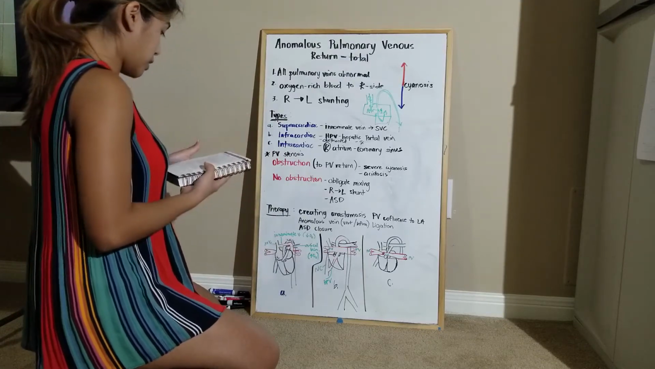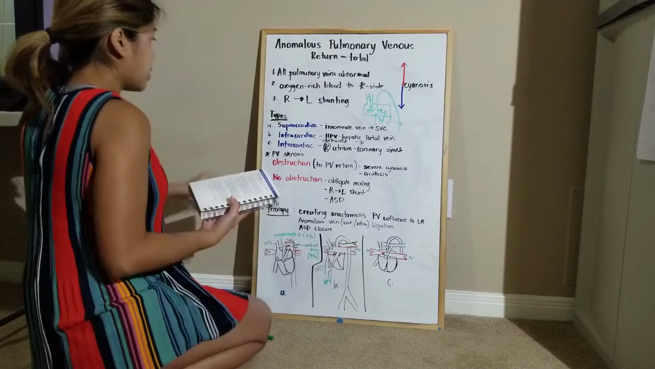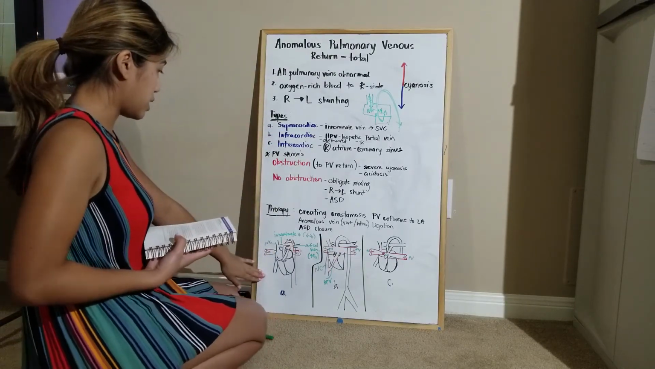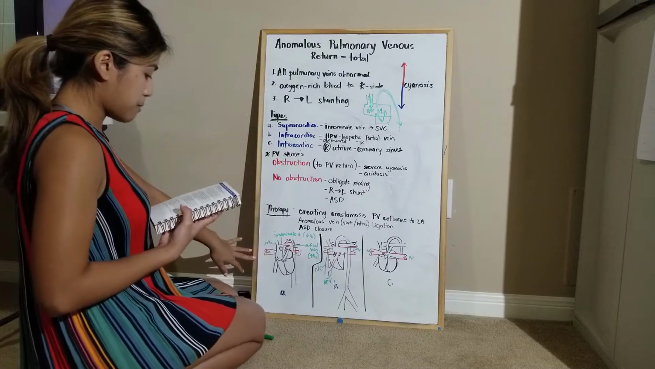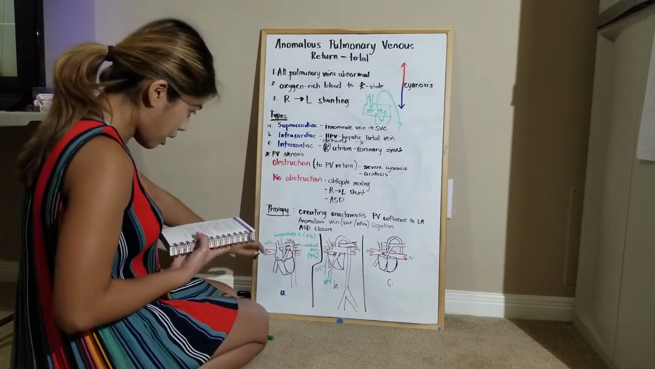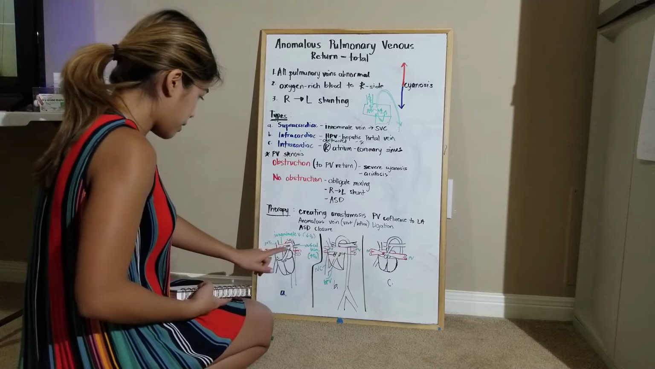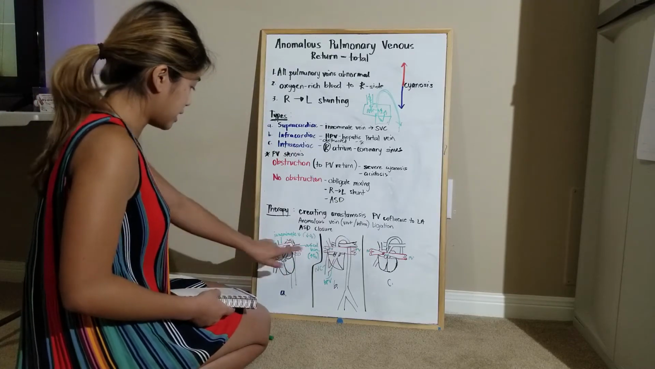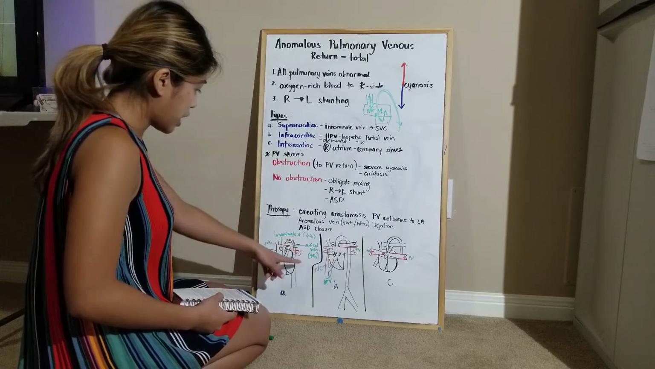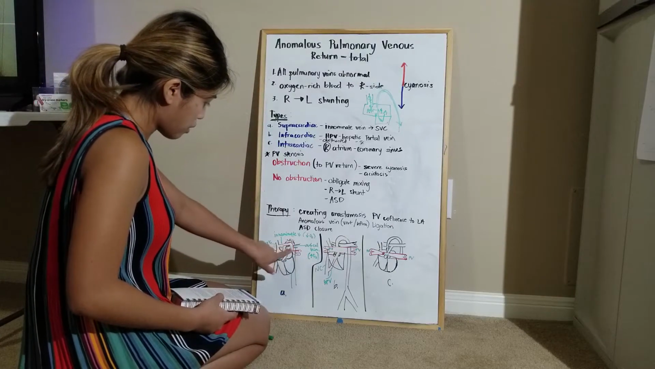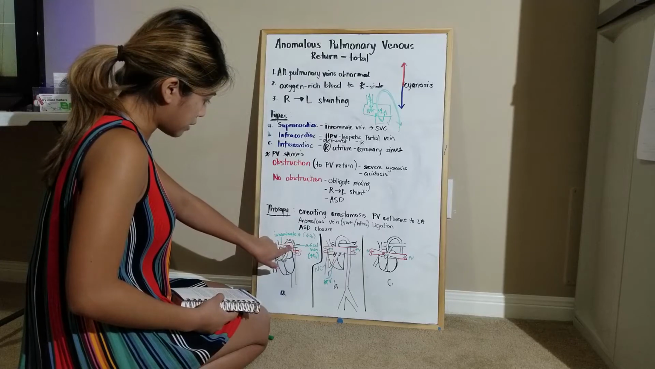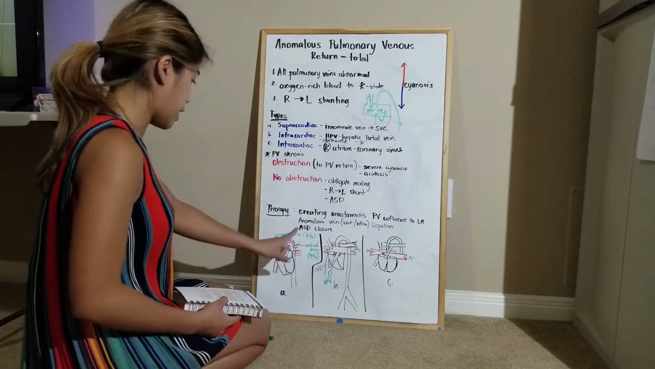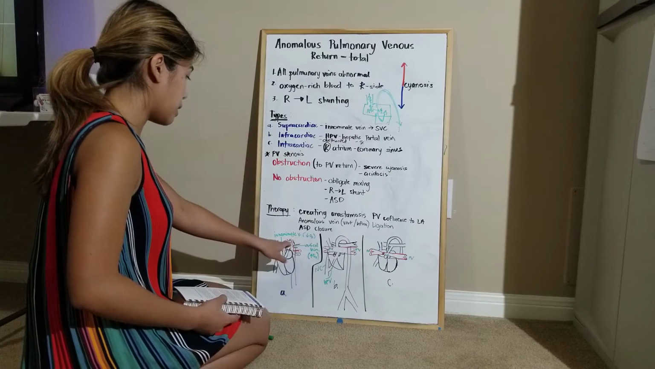So now we're going to talk about the common types. The most common is the supracardiac. This is the picture right here. The supracardiac anomaly is when the pulmonary veins, the red ones on the right and the left, are drained to a vertical vein right here. That's an anomalous vein. The vertical vein connects to the innominate vein.